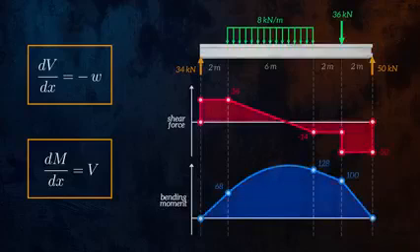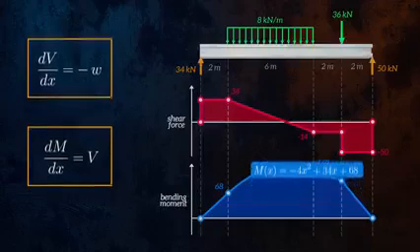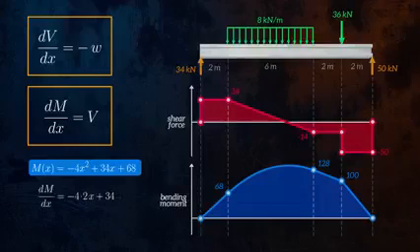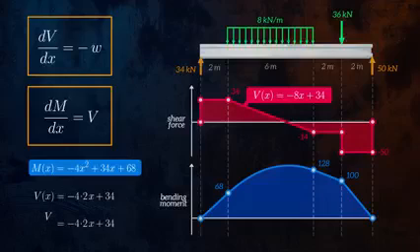By using the free body diagram method, we can show that the bending moment curve for the section of the beam under the distributed force is defined by the quadratic equation -4x squared plus 34x plus 68. If we differentiate this equation, we get -8x plus 34, which based on the dM over dx equation above, we now know is the equation for the shear force curve in this section of the beam. If we differentiate again, we get -8, which is the equation for the distributed force.